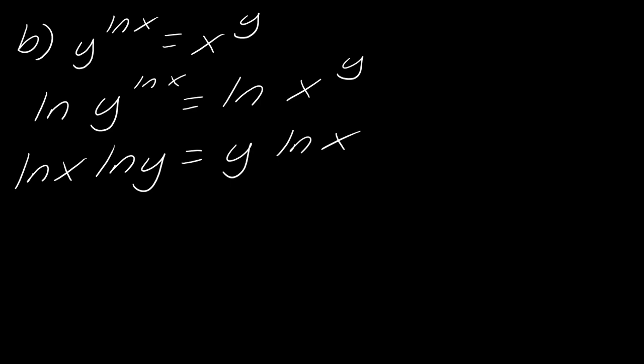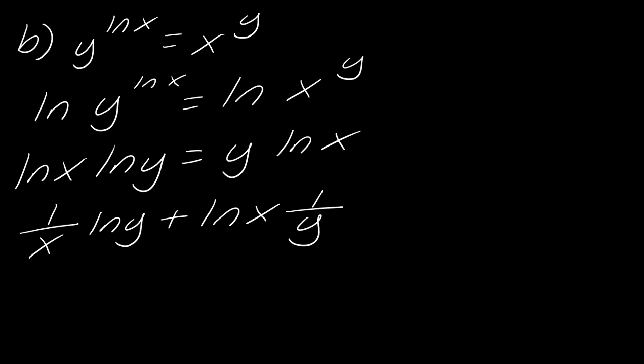Okay, so this is going to be the natural log of x. The derivative of that is 1 over x, and I multiply that by the natural log of y, so I'm using the product rule. Then I leave the natural log of x alone, and I multiply that by the derivative of the natural log of y, so this will be 1 over y.